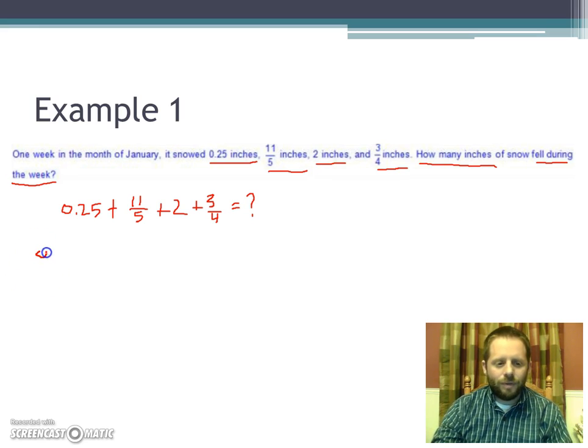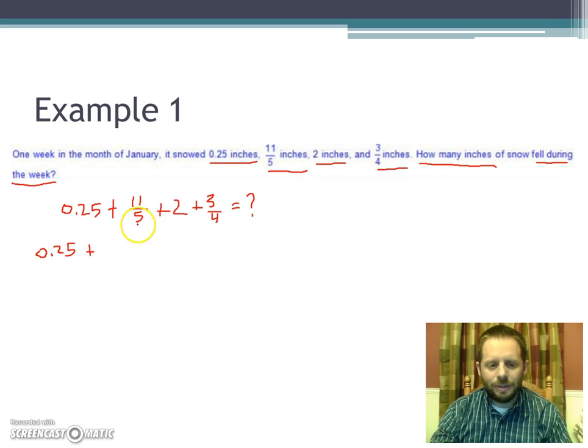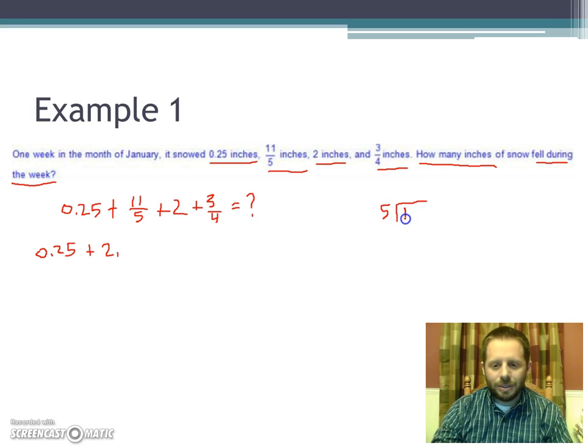The first value is already done for us. We got 0.25. The 11/5 can be changed to a decimal by dividing the numerator by the denominator. So 5 can go into 11 two times. 5 times 2 is 10, so that leaves us a remainder of 1. We can either leave that as a fraction if we were trying to make a mixed number, 2 1/5, but since we're trying to make a decimal, we're going to add a 0. Let me show you out to the side what we're doing. This might be a little bit too much to just mentally understand here.